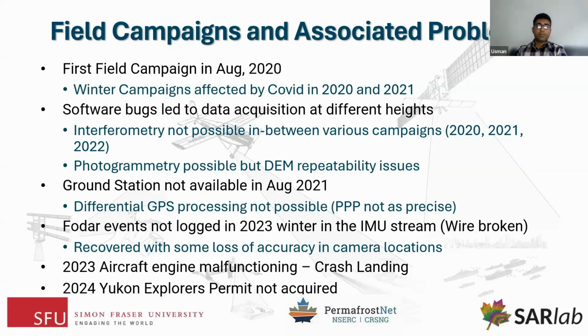Then later on, there were certain other problems. We also discovered through our journey that without differential processing, PPP processing, although said to be pretty precise, is not as precise as differential GPS processing for our purposes, where we need extra accurate information about the aircraft trajectory. And the worst case scenario was in 2023, when we had a crash landing of the aircraft. But we were all safe, and we were able to fly a different aircraft this year.